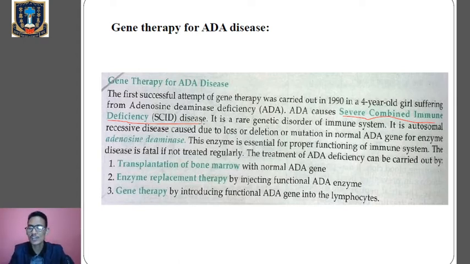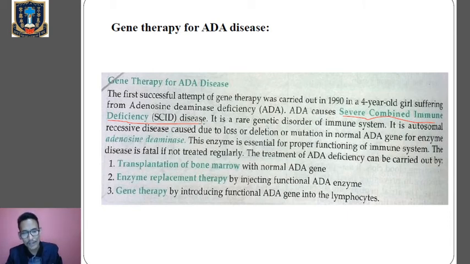Clear? So this adenosine deaminase is the enzyme which is essential for the proper functioning of the immune system, and in the absence of this enzyme, the immune system will not be able to function properly. And why the deficiency of this enzyme? Simply because the gene, that is the ADA gene, which is responsible for the formation of the enzyme, is either mutated or is being lost or deleted. Okay, so the normal enzyme is not being produced and the immune system will not function properly. So the disease can be fatal if it is not treated regularly.